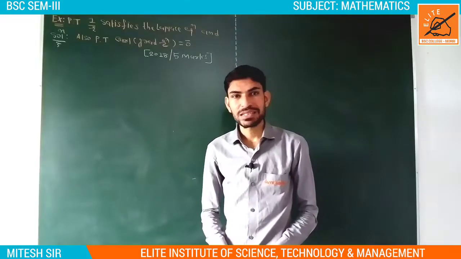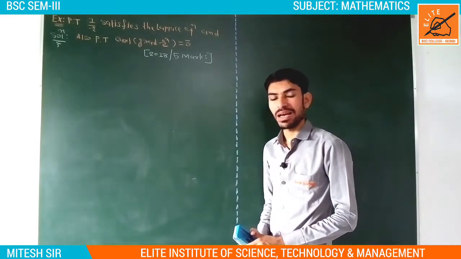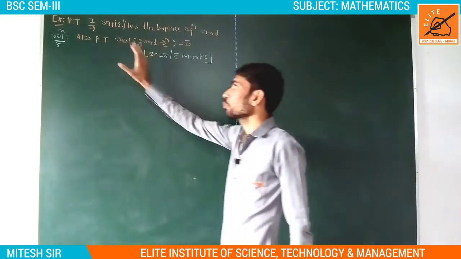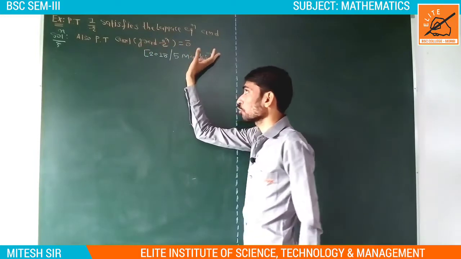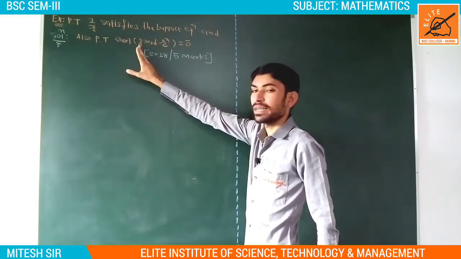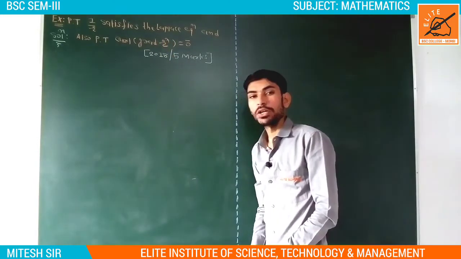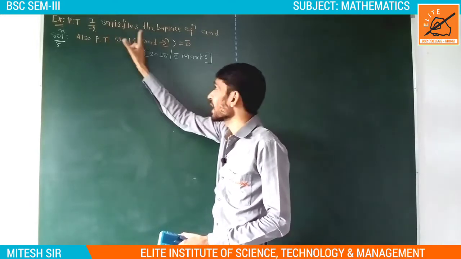Now this is the last result in unit number 3, vector differentiation, and this question was asked in the 2018 paper for 5 marks. The result says: prove that 1 upon r satisfies the Laplace equation and also prove that curl of gradient r raised to n is equal to 0 vector. So this question combines two questions. First of all here we prove 1 upon r satisfies the Laplace equation.